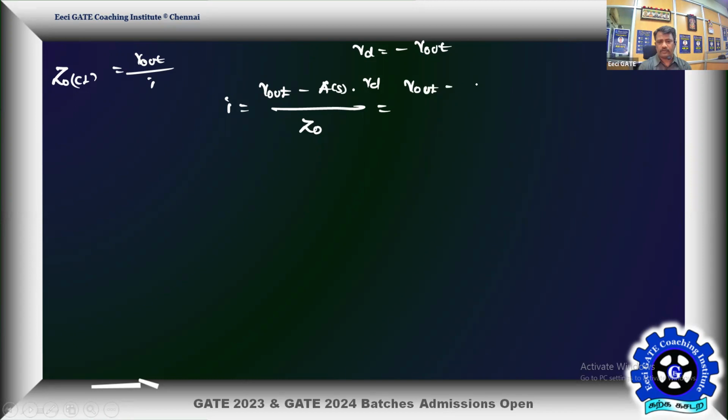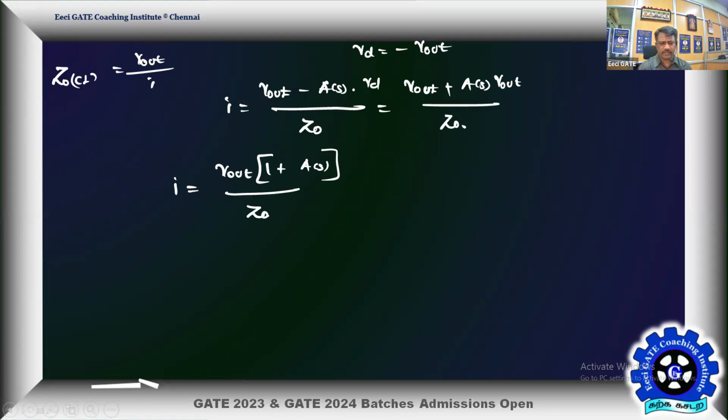So V out minus A of S into minus V out. So it's going to become plus A of S into V out. When you replace VD by minus V out, the whole divided by what? Z naught. Therefore, from this I is equal to V out into 1 plus A of S, the whole divided by Z naught.